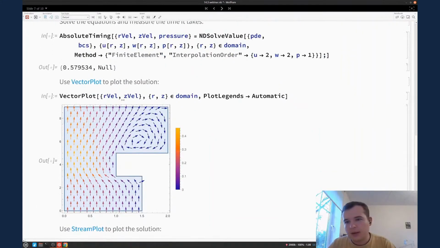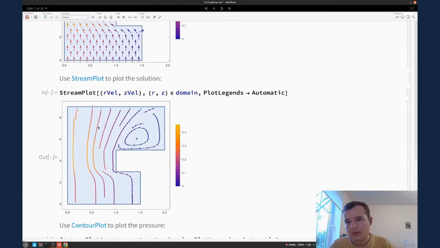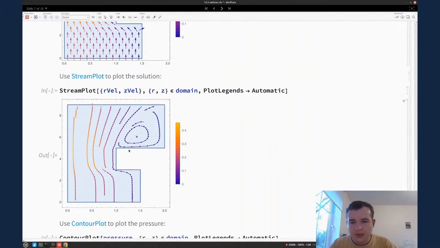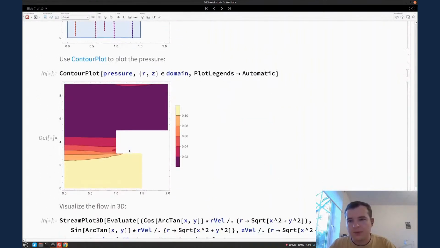Now here we have some visualization. So this is the solution plotted using the vector plot, and here we can see a nice vortex that appears at this part of the domain. In the stream plot, we can see basically a similar behavior. And the last plot that we have here is the contour plot for the pressure, and we can see a pressure drop in the largest part of the domain.